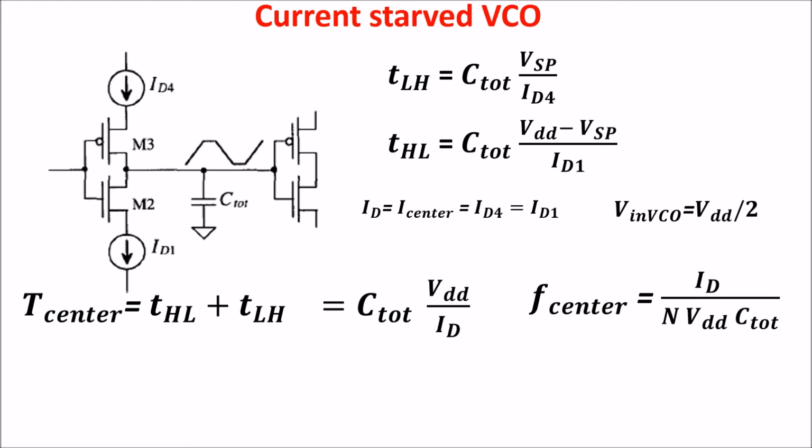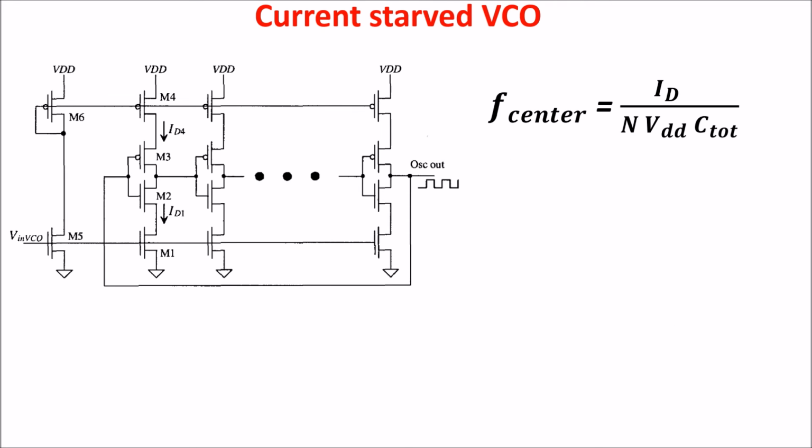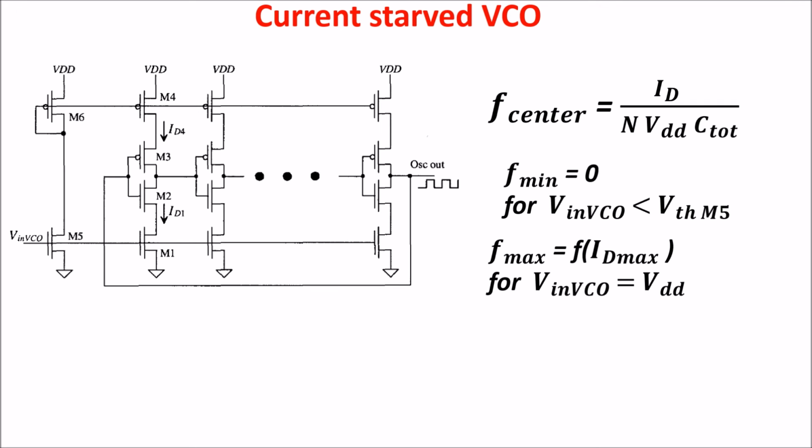You see, the frequency of oscillation depends on the current ID, which is modulated by the voltage in input, so the inverters are limited in current by the current mirror, and that's why we call this circuit a current-starved VCO. So by varying Vin VCO, we vary the mirrored current ID and we vary the oscillation frequency. The minimum oscillation frequency is 0 for Vin less than the threshold voltage of M5, and the maximum frequency is determined by finding ID when Vin VCO is equal to VDD, the maximum voltage. In this way, we have the range of frequency of our VCO.